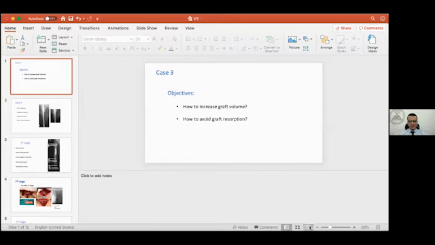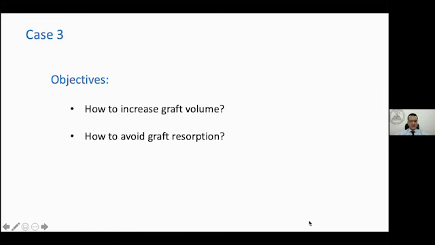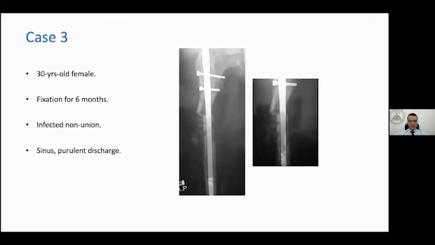Good evening, everyone. The objectives of the next case are, first, to discuss how to increase the graft volume, and second, to discuss how to avoid graft resorption. This is the case of a 30-year-old female patient. She had an infected non-united proximal femoral shaft fracture, and she had fixation by intramedullary nail for the past 6 months. She presented with a sinus and a purulent discharge.